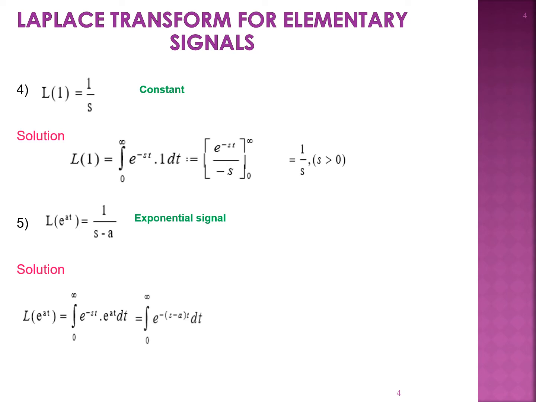Now what is the next step? Take minus common, so e power minus of s minus a into dt. Now integrate it, apply the upper limit and lower limit. So what do you get? I get 1 by s minus a. Here also the same story. E power minus infinity is going to be 0 and e power minus 0 is 1. So minus 1 by minus of s minus a. That minus and minus will become plus. So I get 1 by s minus a. Right? And what is the pole? S is equal to a. What is the region of convergence? S greater than a, or sigma greater than a.